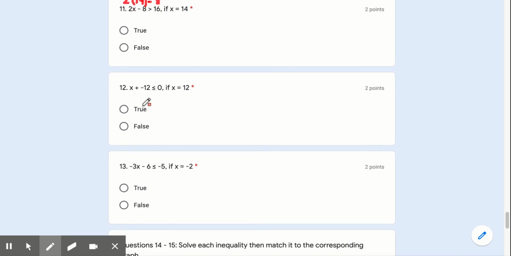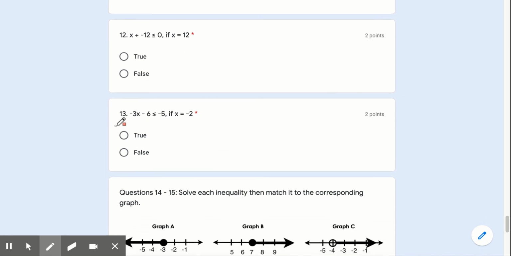So you're going to have to do the same thing for number 12. X minus 12 has to be less than or equal to 0. So you have to plug in a 12 for x and put it in your calculator, see if it's true or false. And for number 13, -3 times x minus 6 is less than or equal to -5 if x equals -2. So again, you have to put in a -2. So you have to do -3 times -2 minus 6. Is that less than or equal to -5? If it is, you put true. If it's not, you put false.